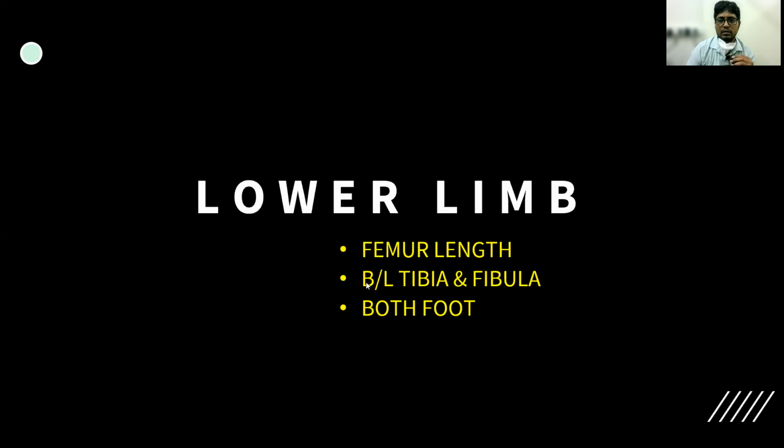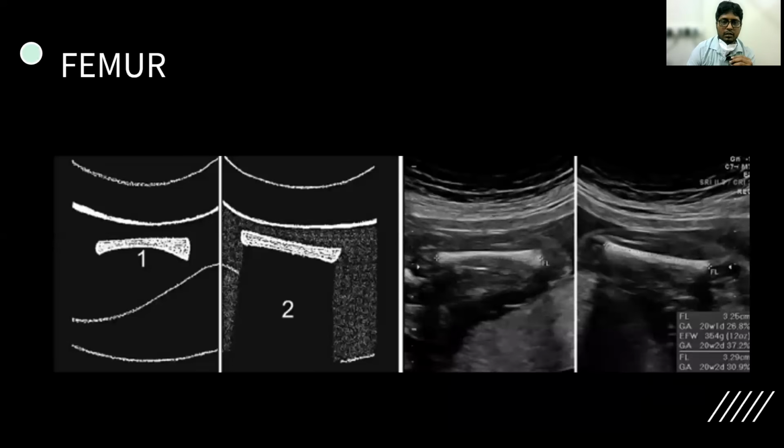The other thing that we have to see is for the lower limbs. Now the lower limb, we have to look at the femur length, the bilateral tibia and fibula, and both foot. Now these three have to be in the image. First, the femur length, we should compare it with the opposite side as well. It should correspond with the gestational age.